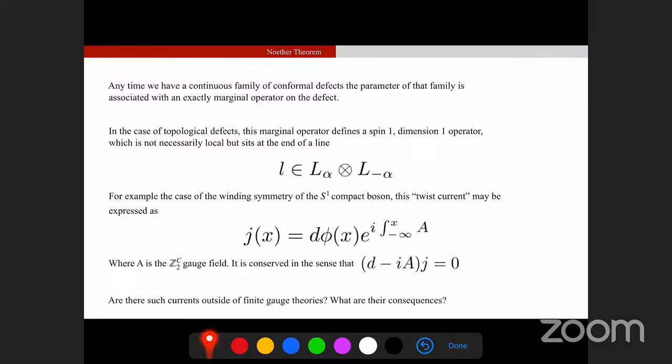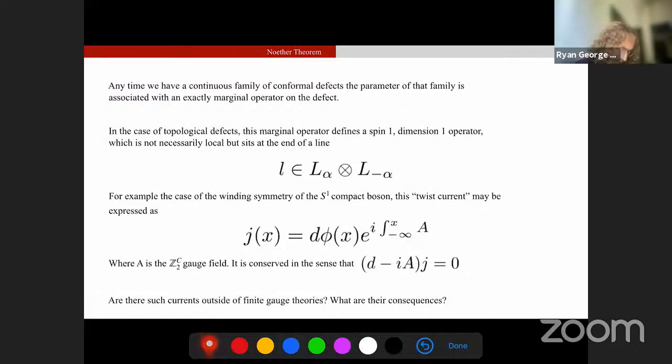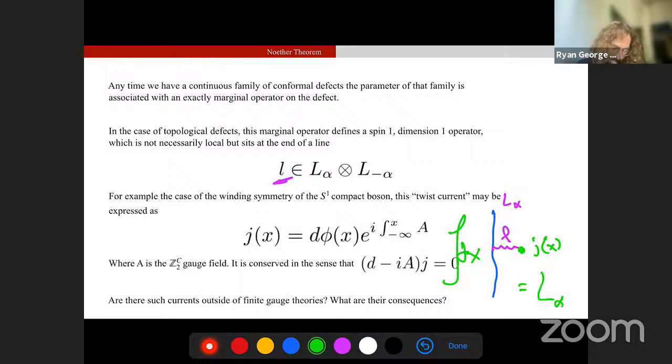Is this a current in the sense that if you integrate it, you get a conserved charge? So integrating it is hard because it has this line that it ends on, right? But you can integrate it. If you have one of these defects already, so this is like L alpha, then it ends on the end of little L, and little L is in the product of L alpha and L minus alpha. What that means is that little L can end on this line, and we can have our operator here, J of X, and we can definitely integrate this thing along the line. What that ends up doing is this is equal to L alpha plus something. Basically, if you're already on the L's, you can move along the family of the L's. So in that sense, it integrates to some charge, but it integrates to some charges on the line.